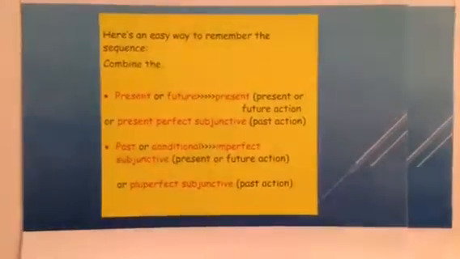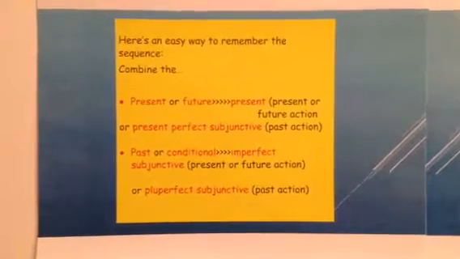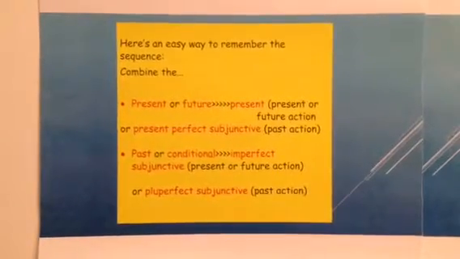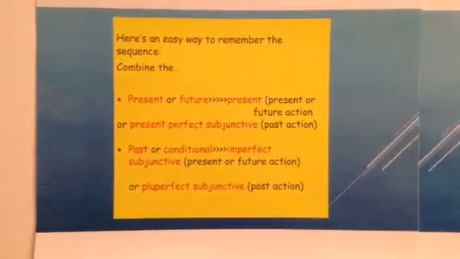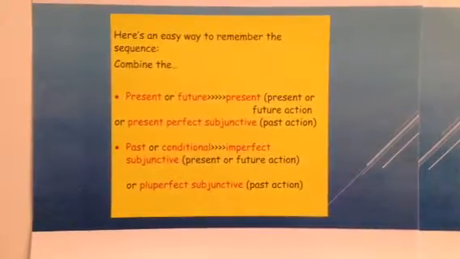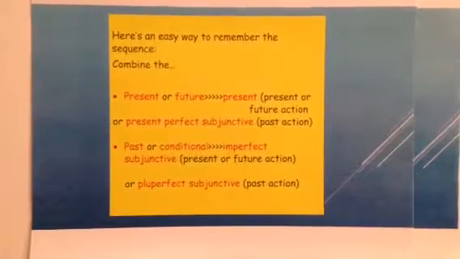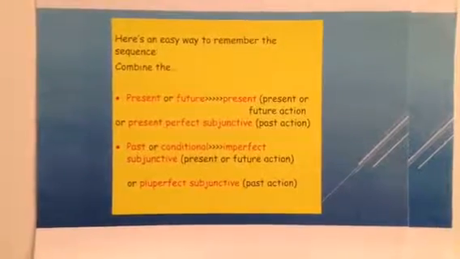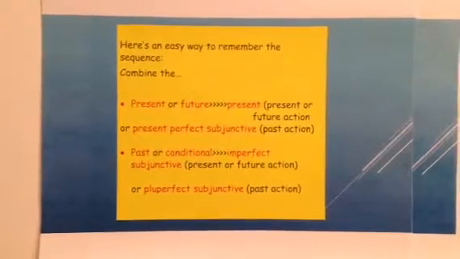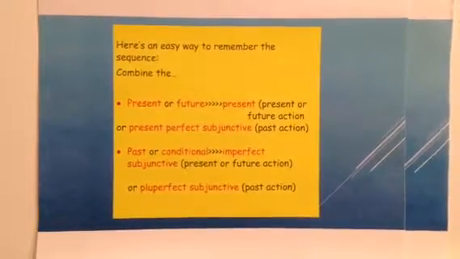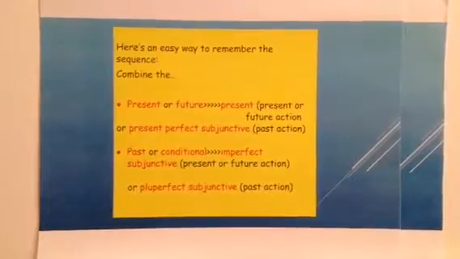Now that we've explained the sequence of tenses and showed you some examples, here is an easy way to remember the sequence. Combine the present or future with the present or present perfect subjunctive, present with present. Combine the past or conditional imperfect with the imperfect or pluperfect subjunctive, past with past.